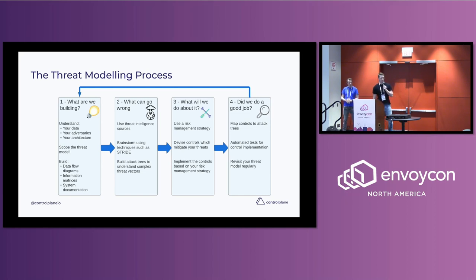And fourth, and arguably one of the most important steps, is that iterative process here. So did we actually do a good job in our threat modeling exercise? Here we will map controls to the attack trees that we've elucidated, and then in many cases you'll build automated tests to test the control implementation, and sometimes as well OpSec and pen test exercises to further enforce what you have provided as far as attack trees and the controls that you use to break those attack chains. And it is highly encouraged to revisit your threat model regularly to keep it relevant.